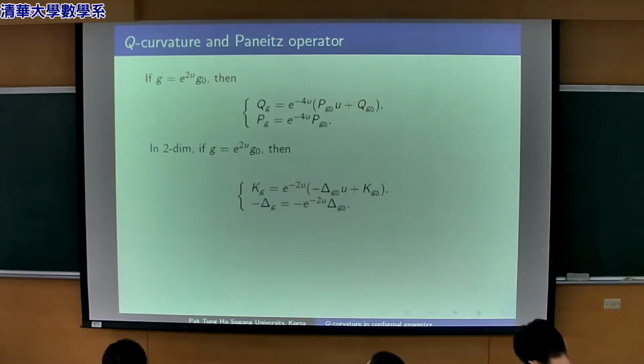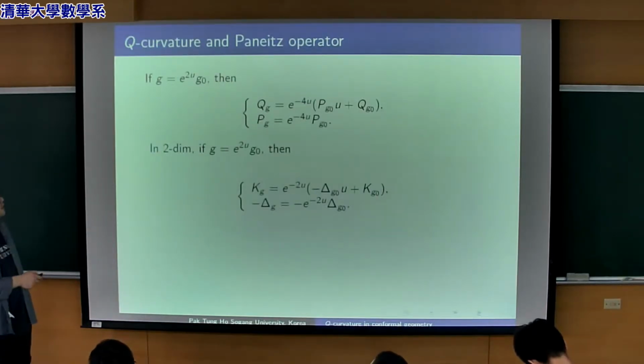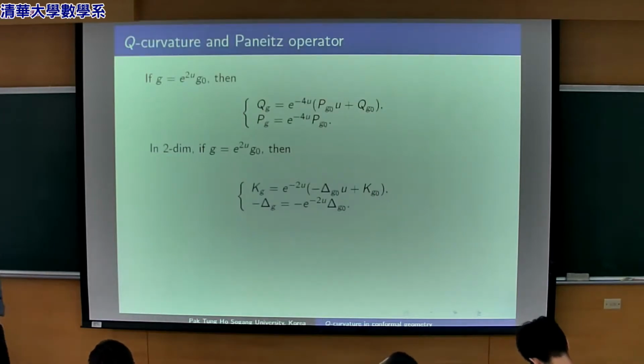At least for me, I will compare this formula to two dimensions. In the two-dimensional case, if you change the metric conformally, this is the formula I gave you 10 minutes ago, right? The Gaussian curvature changes in this way, remember that? And the Laplacian changes in this way when you change the metric conformally.